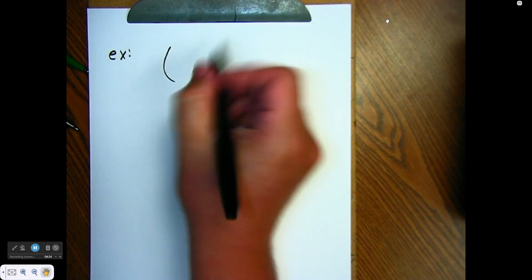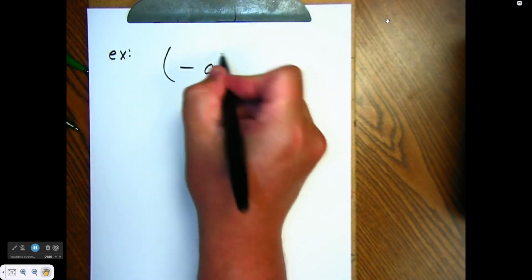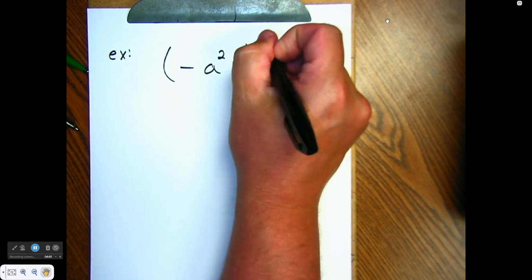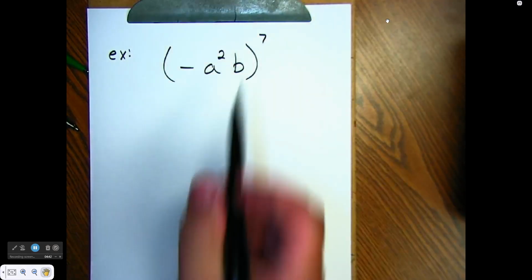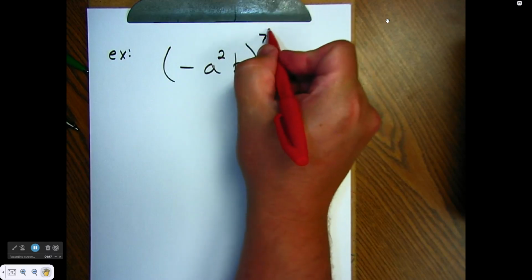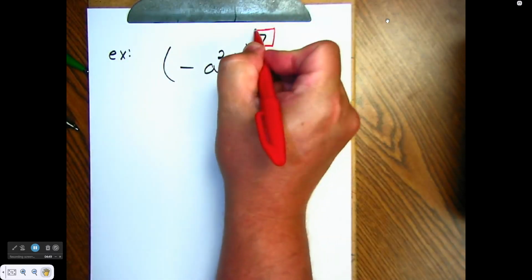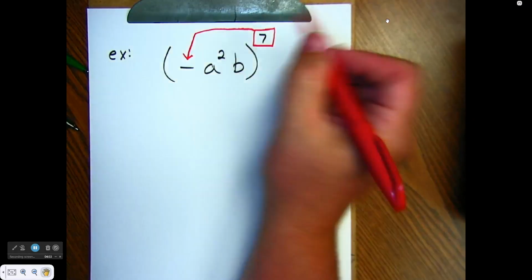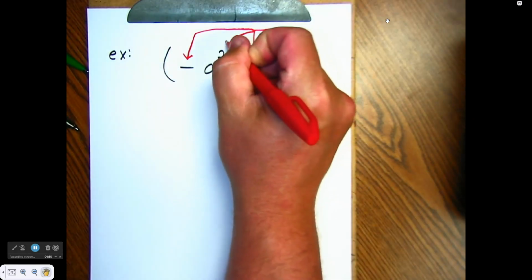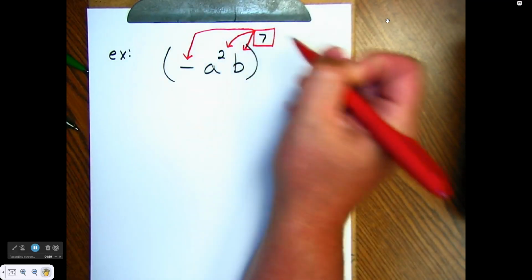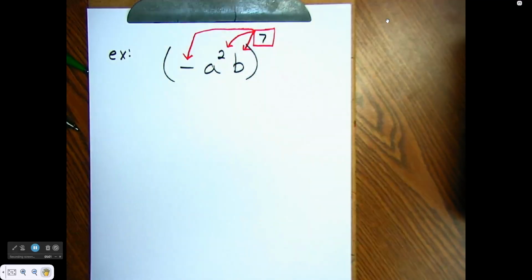The quantity negative a squared b raised to the power of 7. Well, see, now we have a coefficient of -1. This outer exponent of 7 will now impact this understood -1. It will also impact that power of 2. It will also impact that understood power of 1.